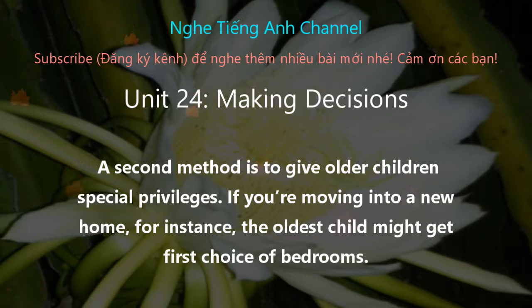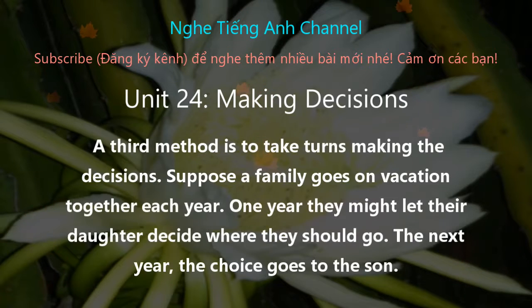A second method is to give older children special privileges. If you're moving into a new home, for instance, the oldest child might get first choice of bedrooms. A third method is to take turns making the decisions. Suppose a family goes on vacation together each year. One year, they might let their daughter decide where they should go. The next year, the choice goes to the son.